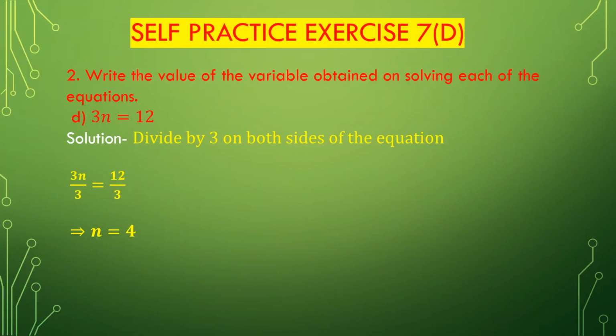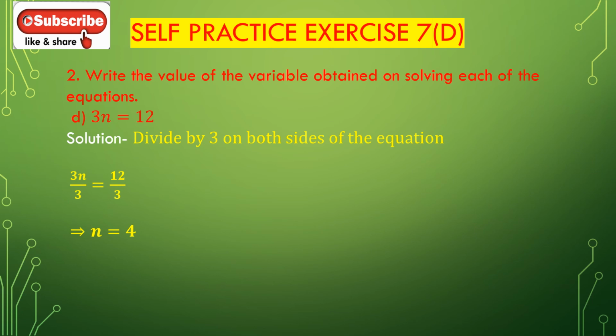Now we solve question number fourth bit D. 3n equal to 12. Here this is the equation given and we have to solve the value of the variable n. Here 3 multiplied by n on left hand side is given. So we know division is the inverse operation of multiplication. So we have to divide by 3 on both sides of this equation.